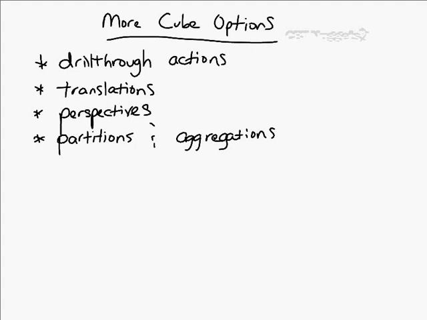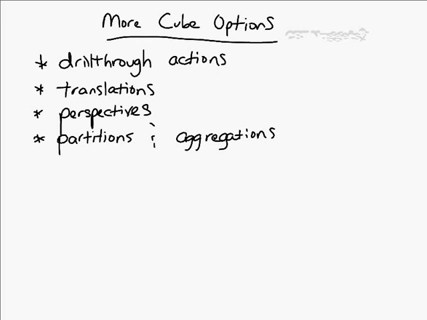More cube options for SSAS. Up until now, we've covered all sorts of concepts such as creating dimensions and measures and cubes. I've shown you how to create relationships between dimensions. We've created calculated members to have custom columns. And I've also shown you how to create KPIs, those key performance indicators.